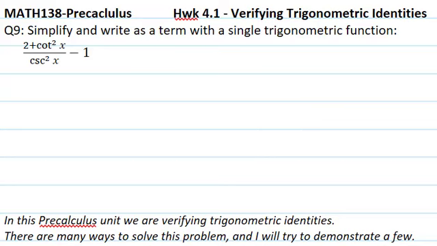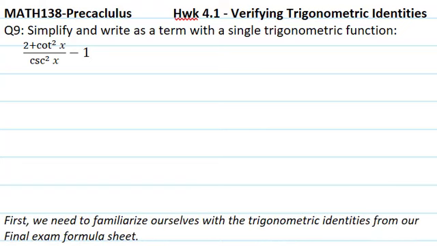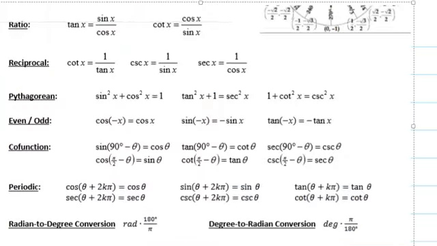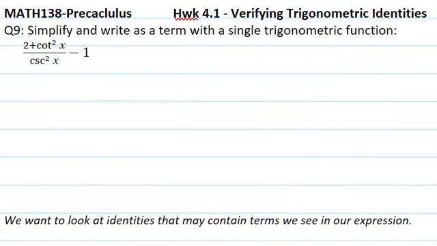In this Precalculus unit, we are verifying trigonometric identities. There are many ways to solve this problem, and I will try to demonstrate a few. First, we need to familiarize ourselves with the trigonometric identities from our final exam formula sheet. We want to look at identities that may contain terms we see in our expression.